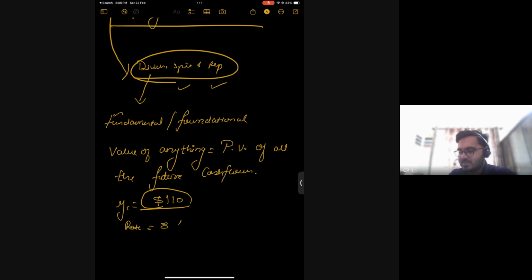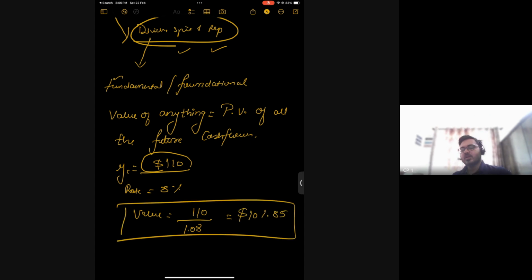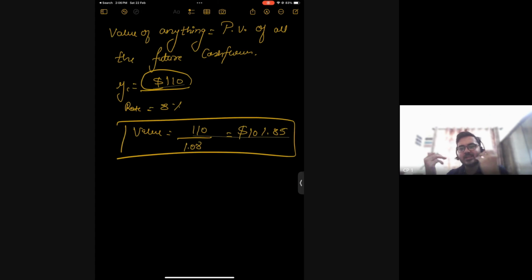If I tell you that the rate is 8%, and I ask you to value this bond, the value here is going to be this 110 divided by 1.08, which is the 8% discounting factor which I'm using, which means the value in this situation is going to be $101.85 for this specific bond. So the idea here is pretty simple. Value of anything in general is the present value of all future cash flows.